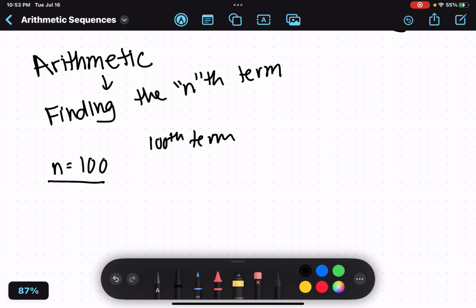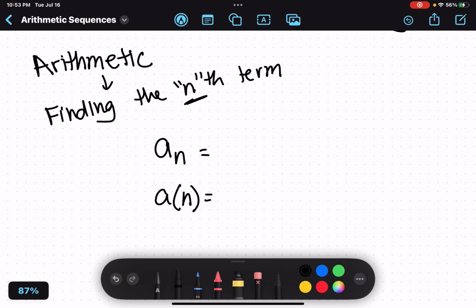In this formula that I'm going to show you, pretend n is 100 or any other number. In this formula, a subscript n can also be written as a of n. I will write it both ways. It is a1, our first term, plus d times n minus 1. But where did d come from?